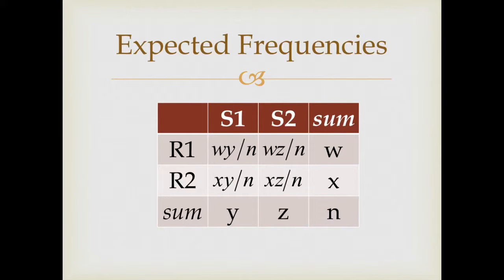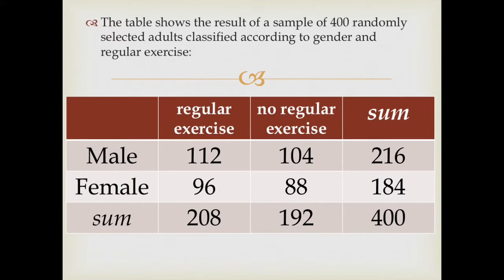We're going to go ahead and apply this to find some expected values for an experiment. So for our study, the table shows the results of a sample of 400 randomly selected adults, and we classified them by gender and if they exercise regularly or not. So to begin with, let's interpret our data. We can say that there are 112 males who regularly exercise. There are 104 males who do not regularly exercise, and there's a total of 216 males in the study.